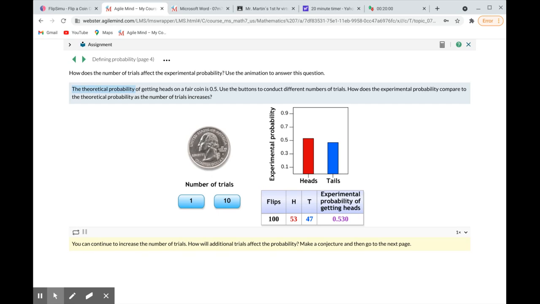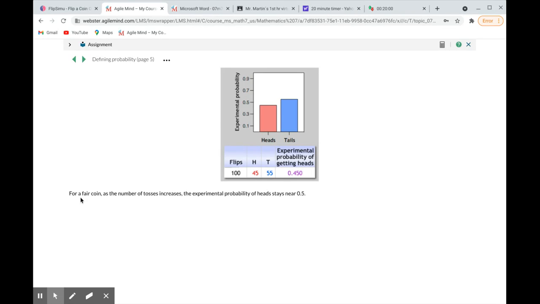So based off of this, it says for a fair coin, as the number of tosses increases, the experimental probability of heads stays near 0.5. And that's what we found out already. So I want you to think about something else. If the coin was weighted so that the coin landed showing heads twice as often as tails, what would be the new probability?